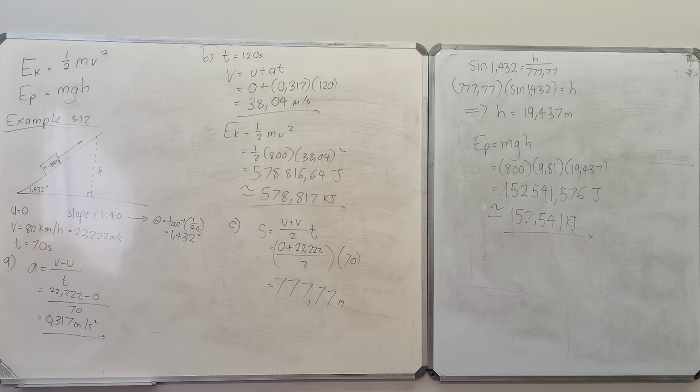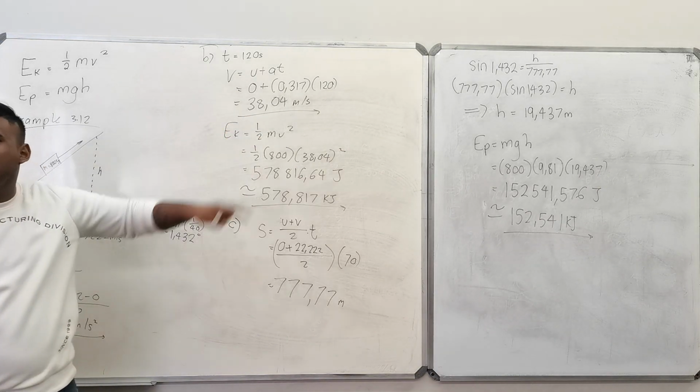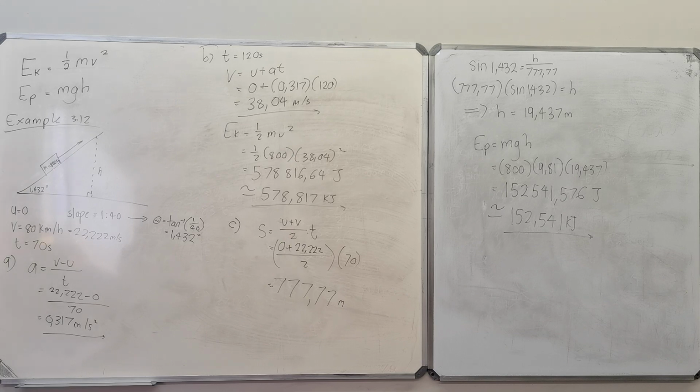Why would the velocity be different on the incline and the vertical one? Because the incline is a continuous slope, so the velocity shouldn't change. It's increasing at a constant acceleration, so the velocity will change. If it has constant velocity, then that's different. See over here, at 70 seconds it was 22.222, but at 120 it increased to 38 because of the constant acceleration. Okay?